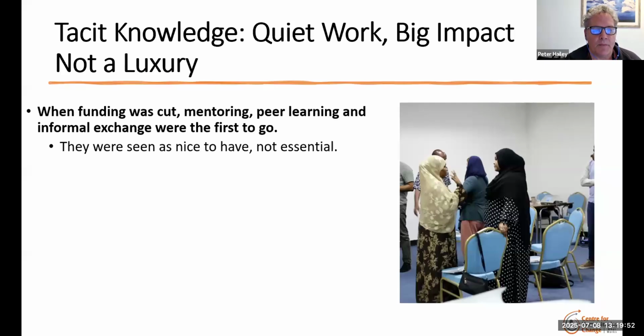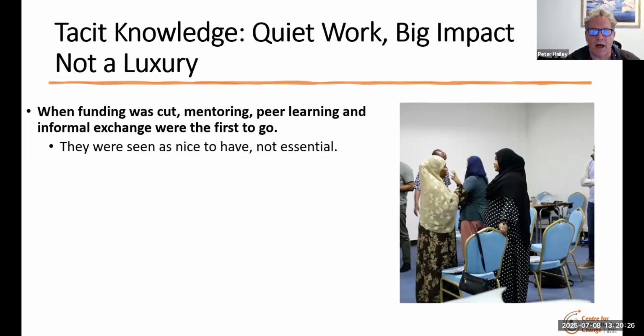So what happened with our project was when the funding was cut, the mentoring, peer learning, informal exchange were the first to go, not just from people's budgets or their projects, but also from the kind of attention that they usually pay to talking to their staff or talking to their partners, local partners, communities, and so on. A lot of those types of activities were deprioritized in the last few months.